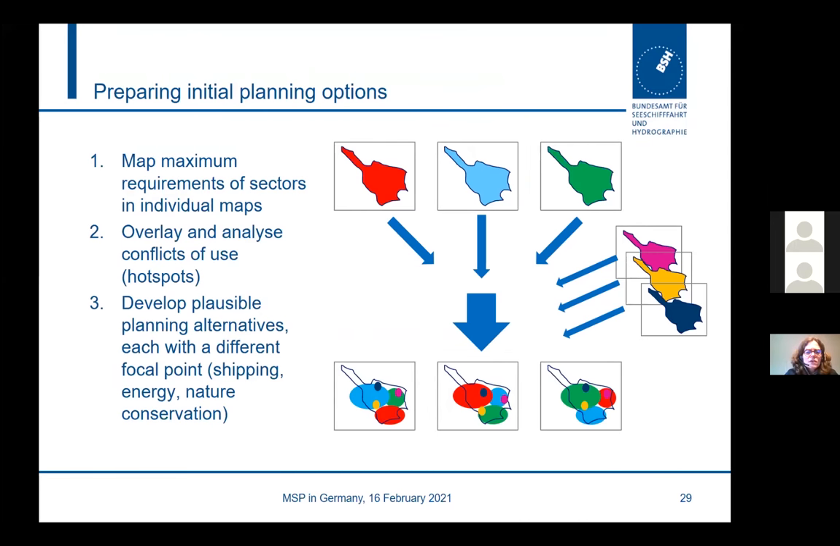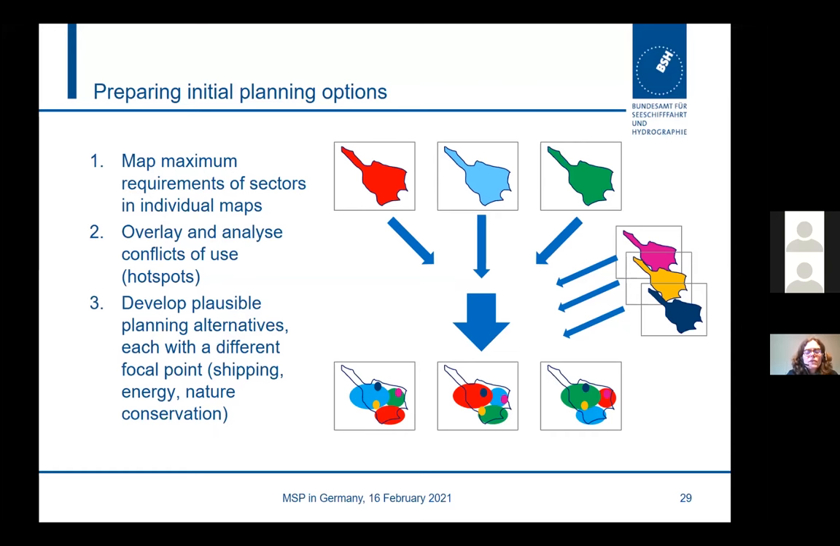So how does this initial stage of considering planning options translate into the final product? The first stage in our case was to start by looking at the maximum requirements. What would each sector actually ideally want to see? And to try to depict that on individual maps, shown here in different colors. Then an overlay happens, and we look at this overlay to see, are there any conflicts?